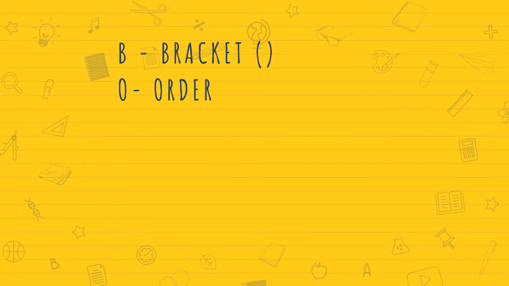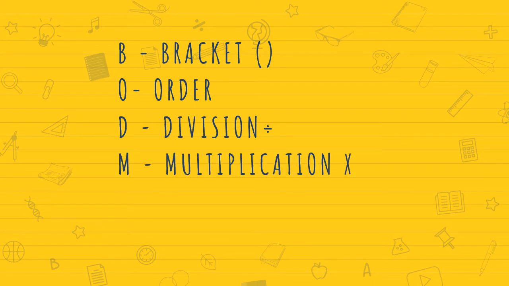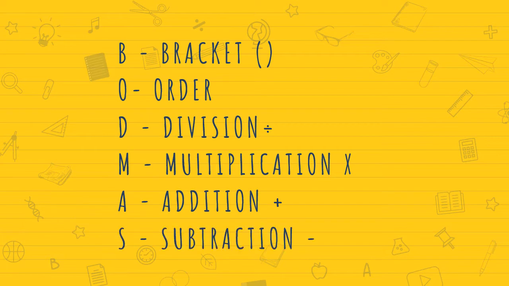So what does BODMAS stand for? B stands for bracket. O stands for order. You don't really have to know much about order. You will learn more about it when you go to secondary school. D, division. M is multiplication. A is addition, and S is subtraction. So altogether, they're called BODMAS.